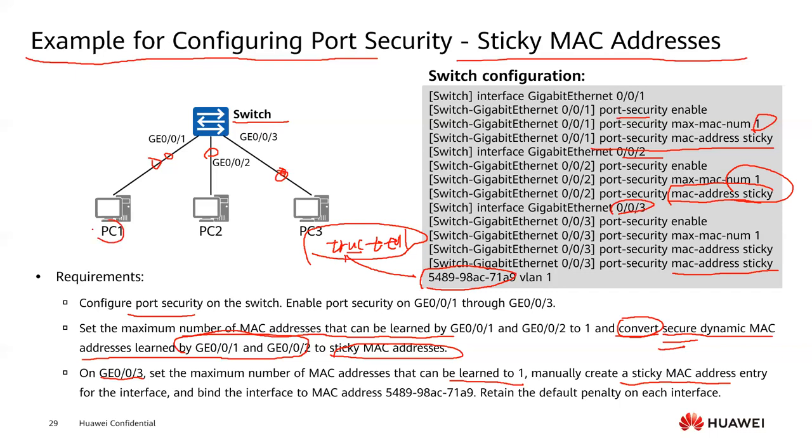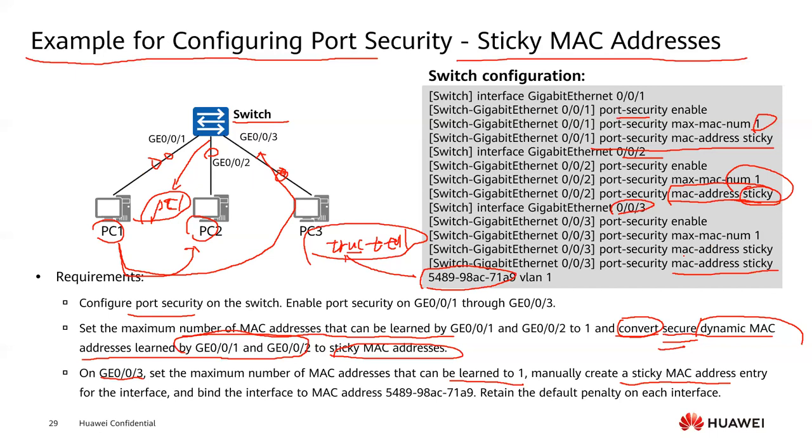So let's remember what we said in the background. If PC1 wants to move to PC2, what will happen? If PC2 is not online, PC1 can connect to this port. Why? Because the dynamic MAC address entry is not formed, and the dynamic MAC address will not be converted to a sticky MAC address. So PC1 has the opportunity to connect to this port and access the network.